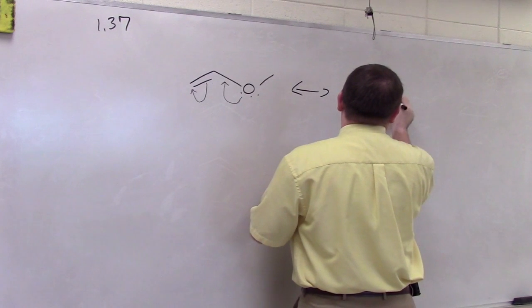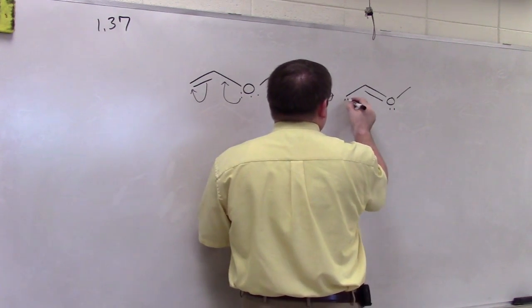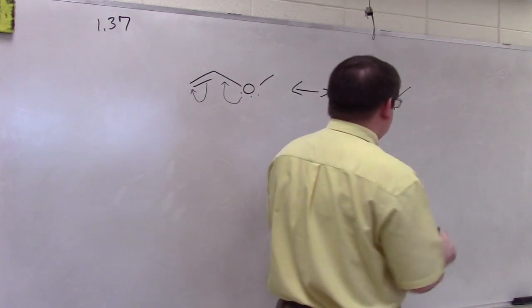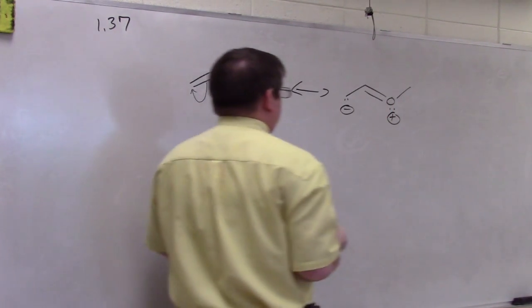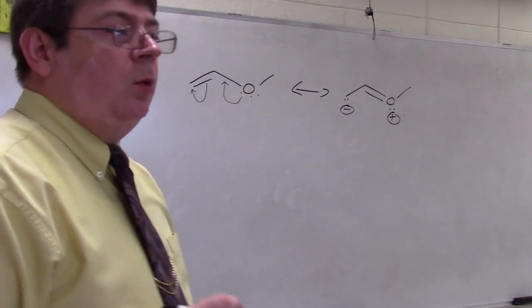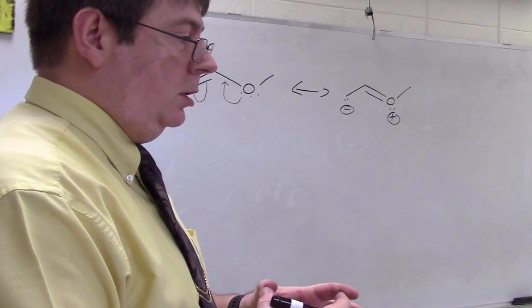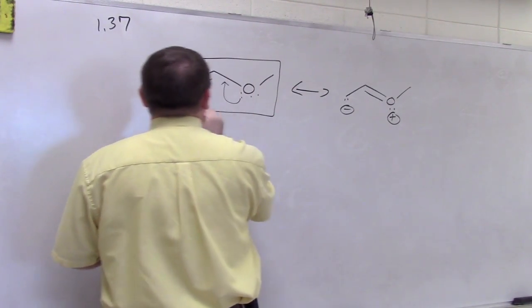Okay. And in doing so, what happens to our formal charges? What's going to be positive? Oxygen will be positive and the carbon will be negative. Yeah, it is a lone pair. So which one is the major contributor and which one is the minor contributor to the overall resonance hybrid? Definitely the first one. This is the major contributor, so we'll just circle the major contributors, okay?